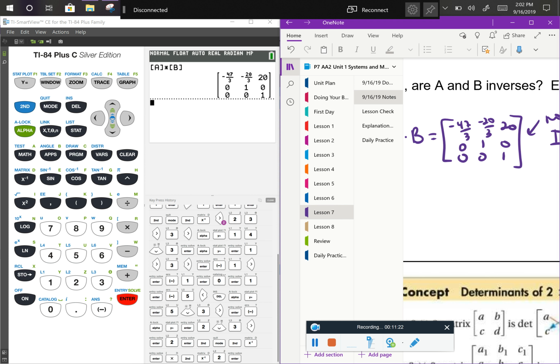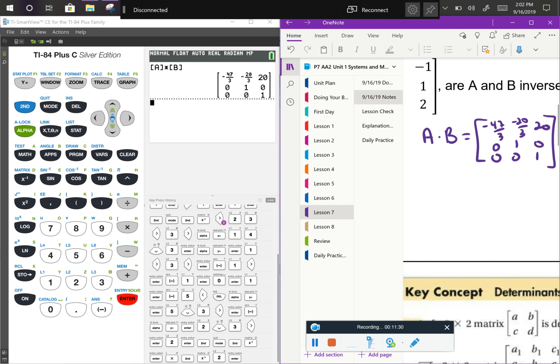If it doesn't work in the first direction you try, you don't even care if it works in the other direction. Does that make sense to everybody? Yeah? So, we could try B times A. I will tell you it's also not the identity matrix. But we really don't even need to try the second one. You only need to try the second one if the first one worked. Does that make sense to everybody?